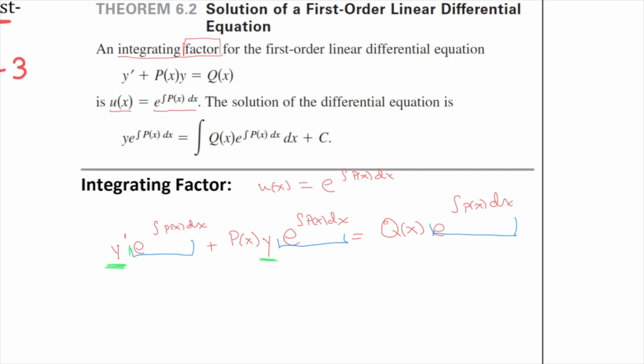I have e to the integral p of x dx, and then I have p of x with the integral e integral p of x dx. Now, if you are feeling super clever today, I'm hoping that you recognize this as part of your product rule. d/dx of what values? We'll have y and e to the integral p of x dx.